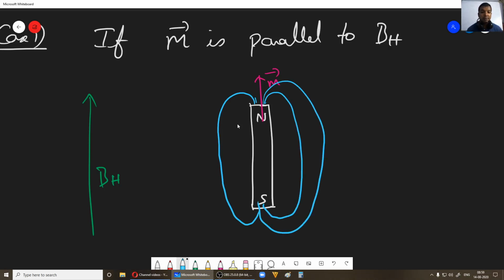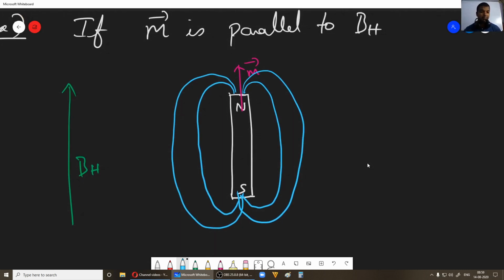You need to understand at what points you have the possibility of getting the null point. The direction of the magnetic field due to the magnet will be like this. It is clear that near the poles, the Earth's magnetic field and the magnetic field due to the bar magnet both of them will add up. It is only along the magnetic equator that they can cancel.